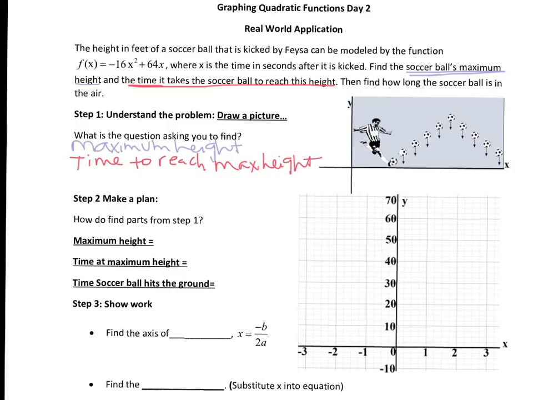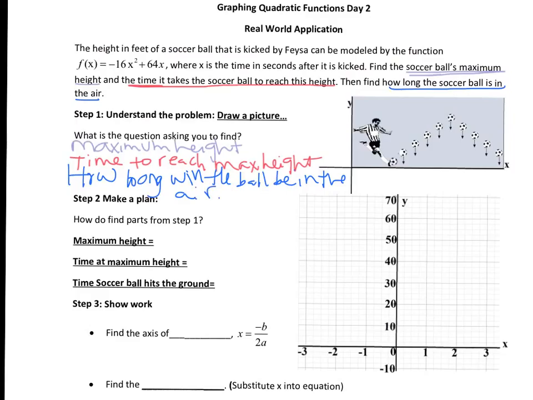And lastly, how long would the soccer ball be in the air? So, how long will the ball be in the air? We're basically asking the time the soccer ball goes all the way up and comes all the way down. That's what they're talking about.